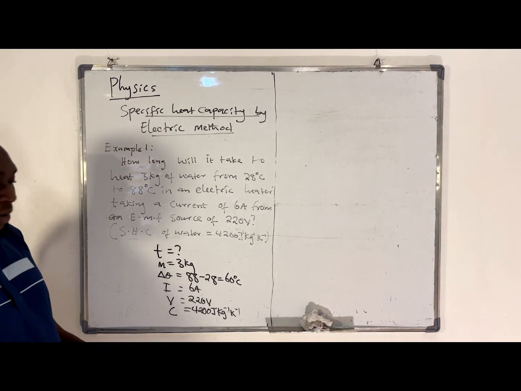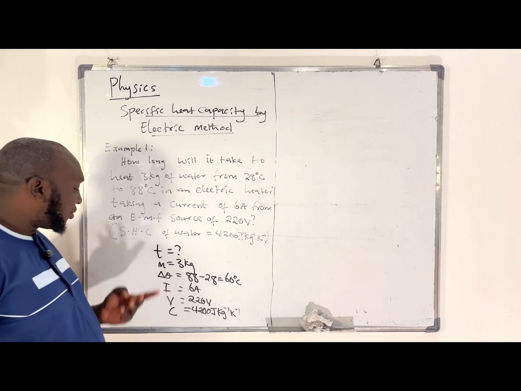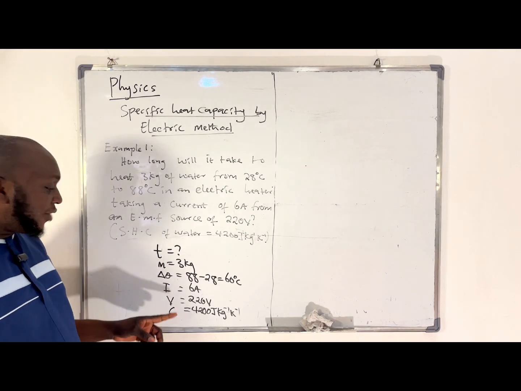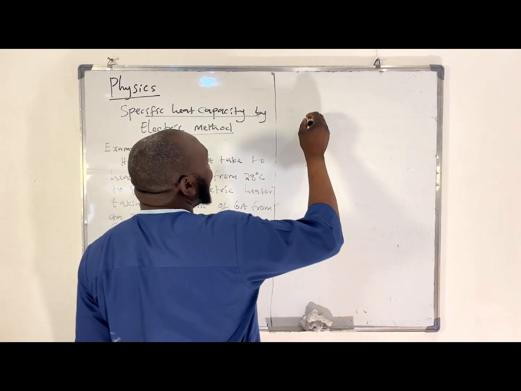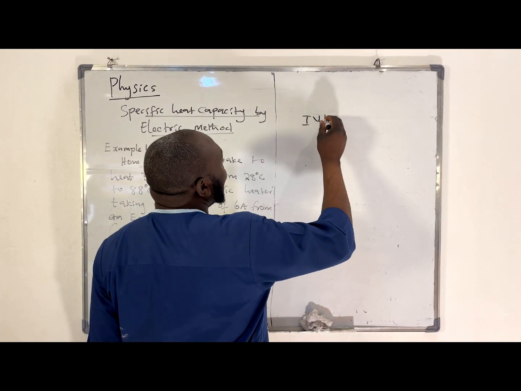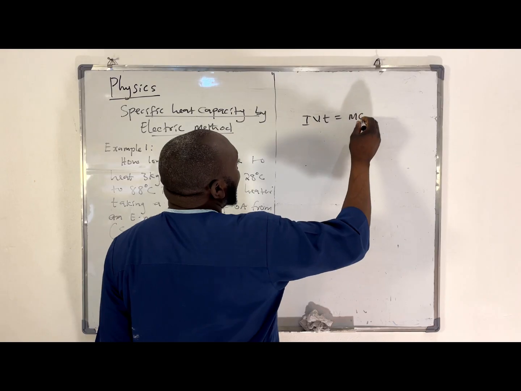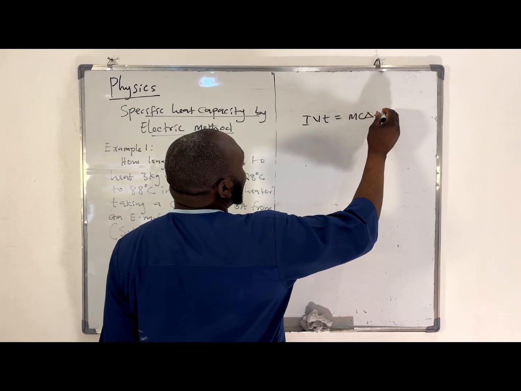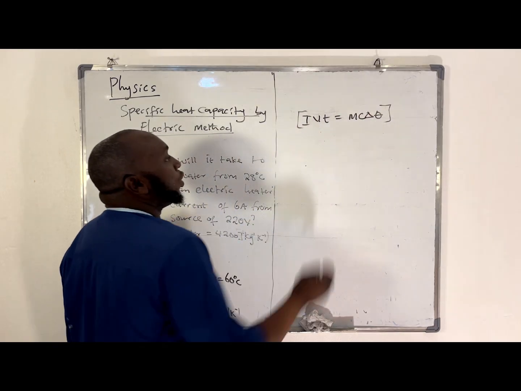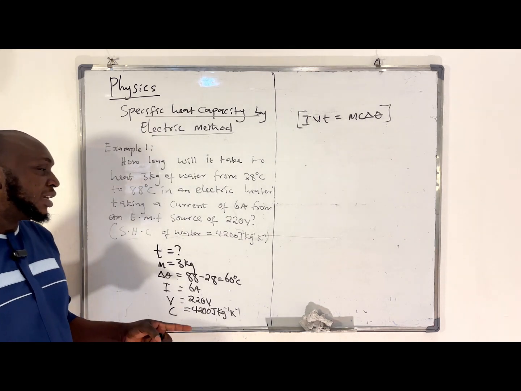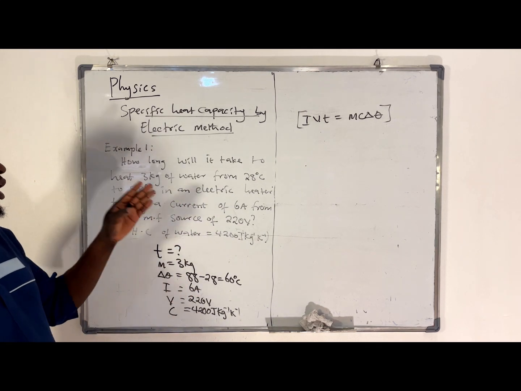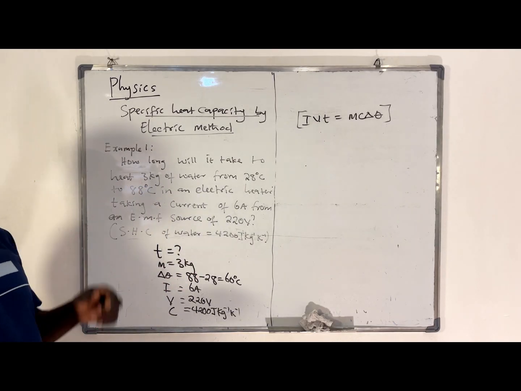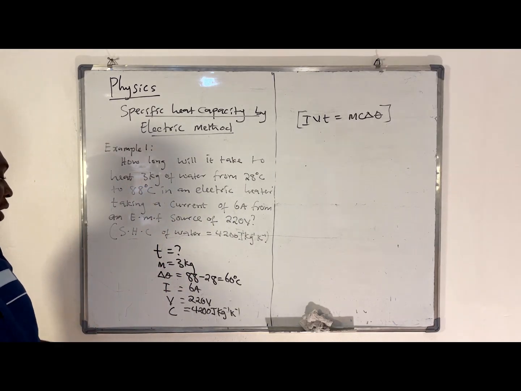Now, based on this formula, they only give us time, they give us current, and they give us voltage. That means that we are using the first formula, which is IVT equal to MC change in temperature. This is the right formula to use. We cannot use the other one since power is not given here and resistance is not given. Since the question involves only current, voltage, and time, we make use of that particular formula.